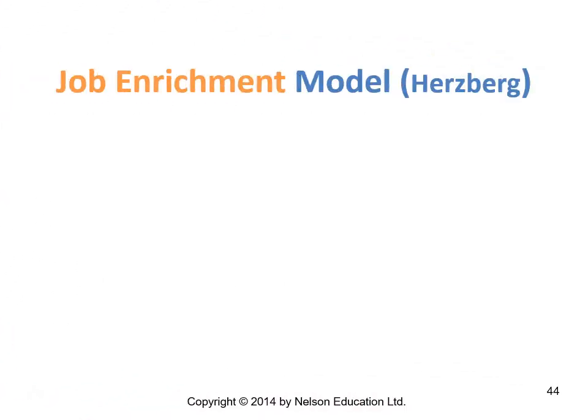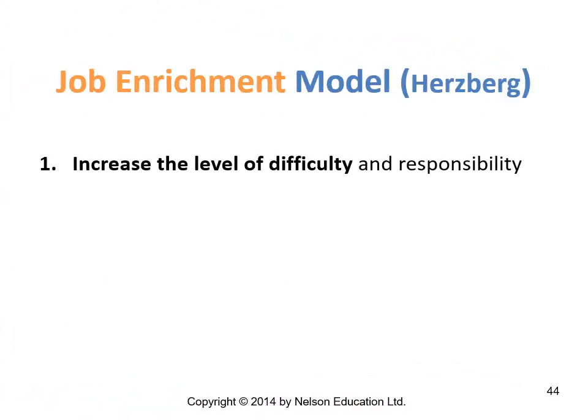So the first model that I want to touch upon is called the job enrichment model, by a gentleman named Herzberg. He said that to improve employee efficiency and make them happier, the first thing we need to do is increase the level of difficulty and responsibility within the job. That may sound counterintuitive. You might say, wait a second, by making my job more difficult and giving me more responsibility, I'm going to be happier? And Herzberg would say, yes.